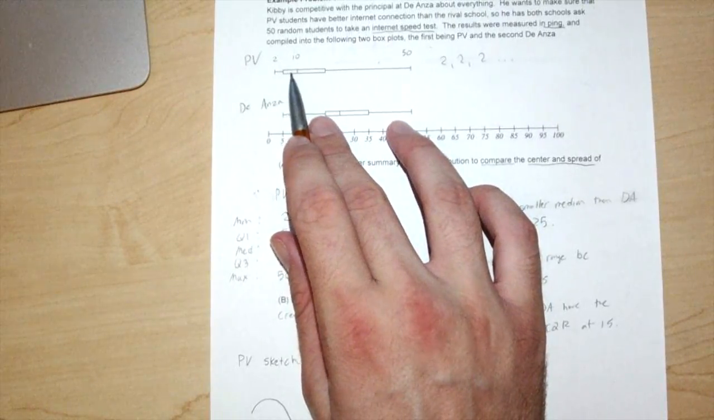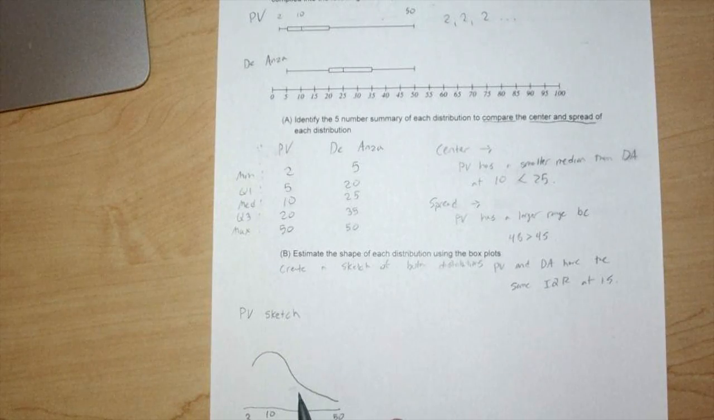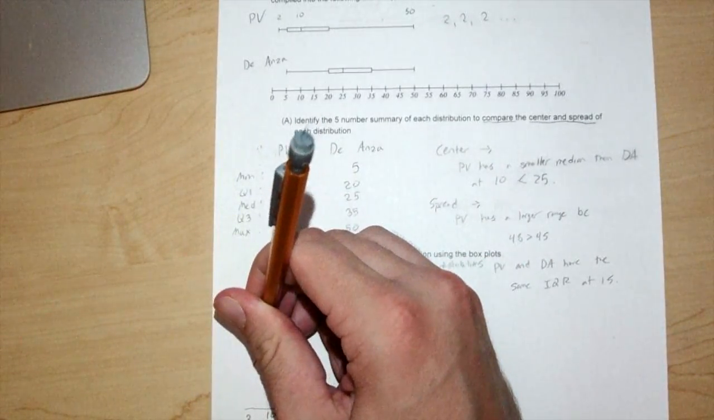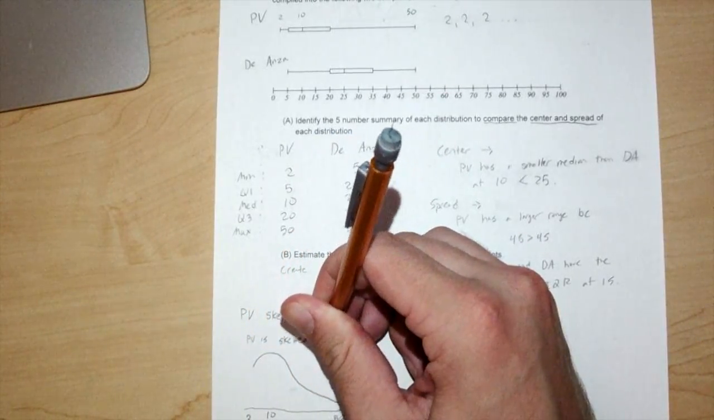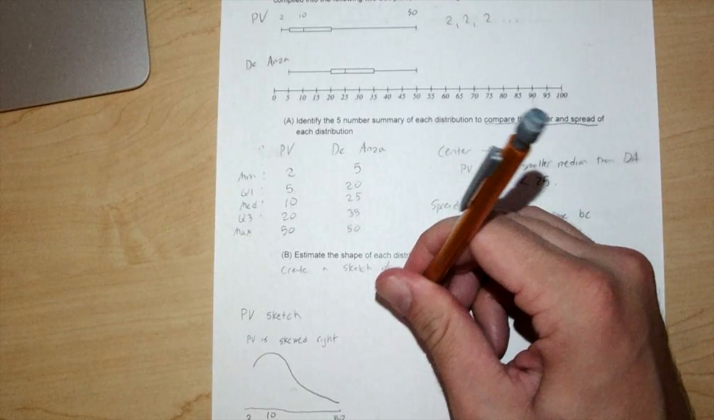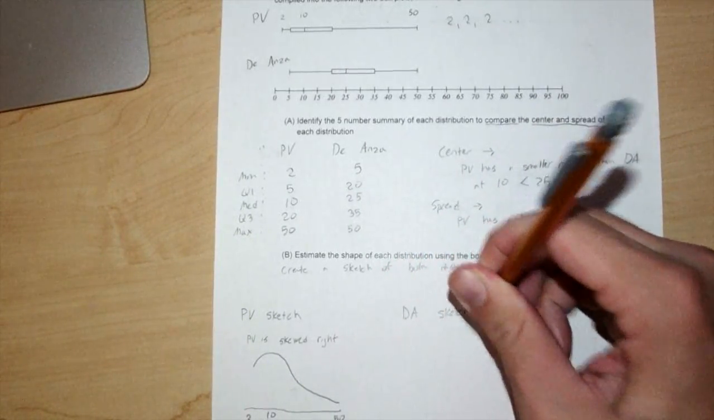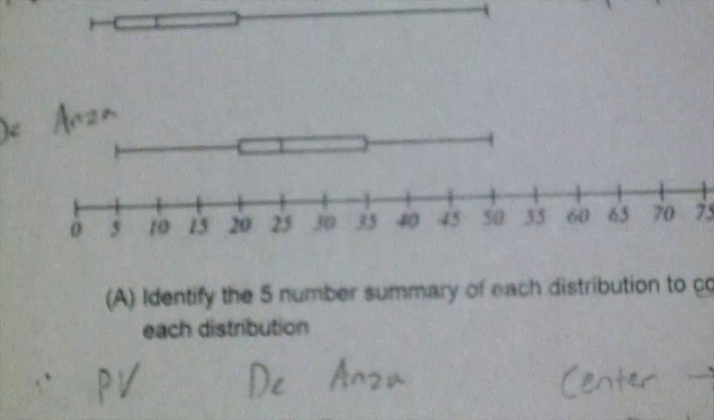And here you can even use it with these. So we'll do that for the second one. Hopefully that makes sense to everyone. So the shape here is PV is skewed right. Now we'll do the same thing for De Anza. And we'll look at go a little closer too.